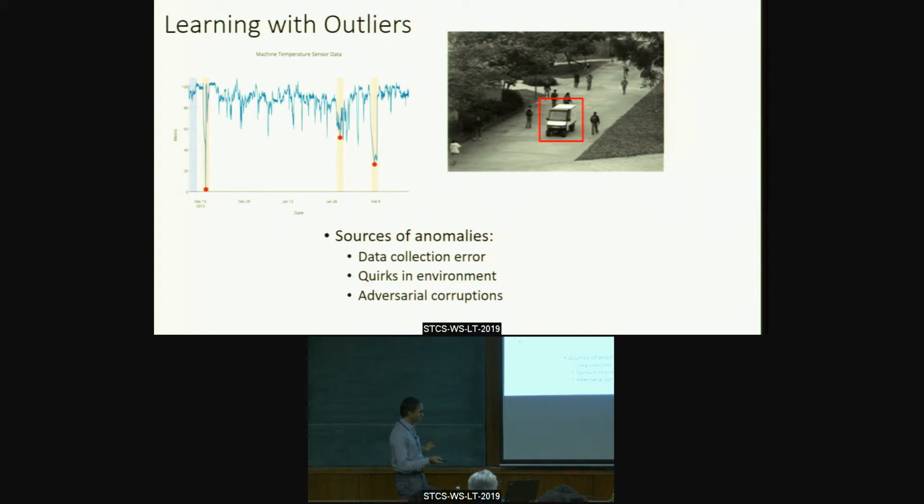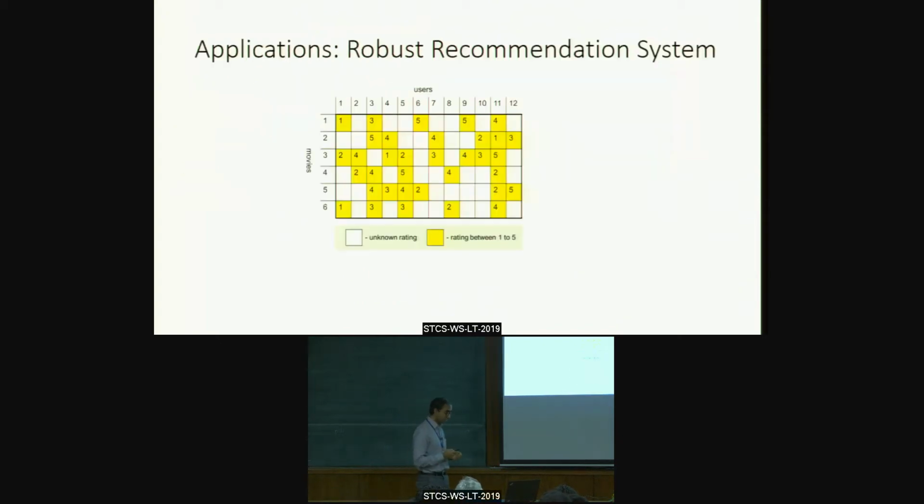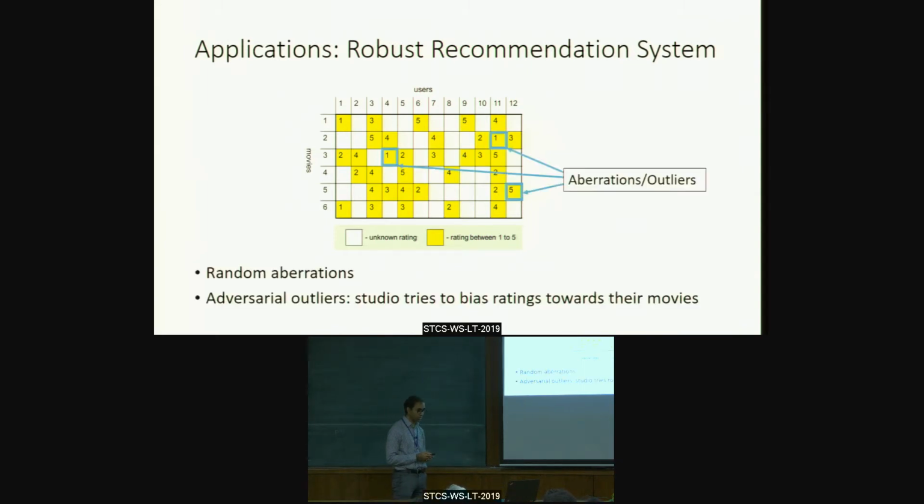Now, for this line of work, let me give a couple of motivating applications. The first comes from the domain of robust recommendation systems. Suppose you have a bunch of users, a bunch of movies, and some of the users have rated some of the movies. Now, a recommendation system will try to fill this matrix so that it can recommend movies to the users. In general, most of the ratings would be given by the users in some sort of nice, reasonable manner. But you can have some studios hiring some users who will go and rate their movies very highly and rate other studios' movies very poorly. That is, you might have a small number of aberrations or outliers, and the goal will be to still learn a recommendation system, a matrix that will be robust to these outliers.